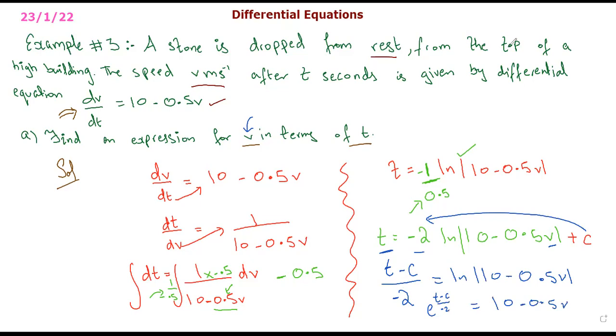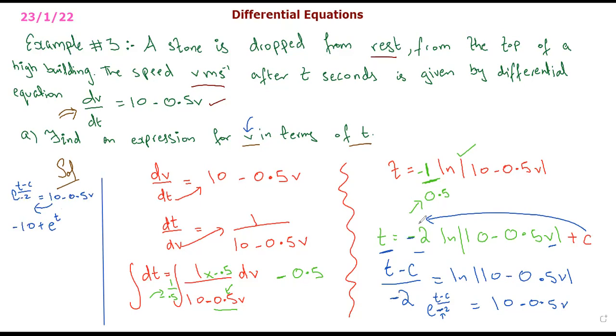Okay, now I can just do it here. So what am I going to get? I got e to the t minus c by minus 2 equals 10 minus 0.5v. I can take 10 to that side. So this would become minus 10 plus e to the t, and this is minus 2. Okay, we had minus 2 here.